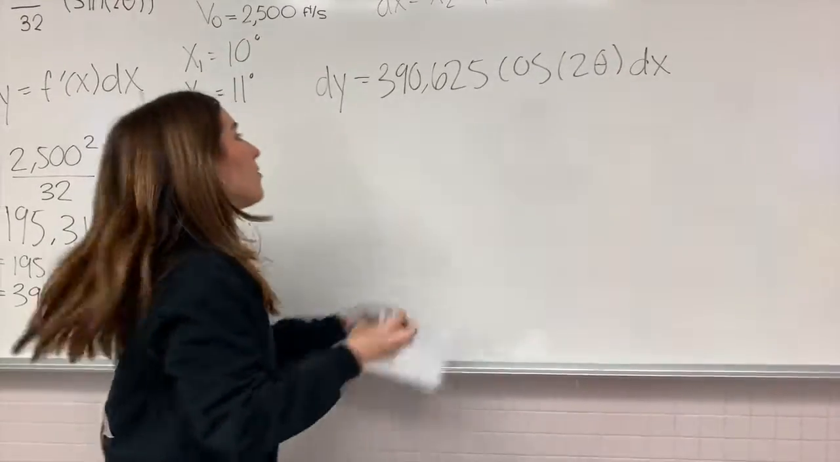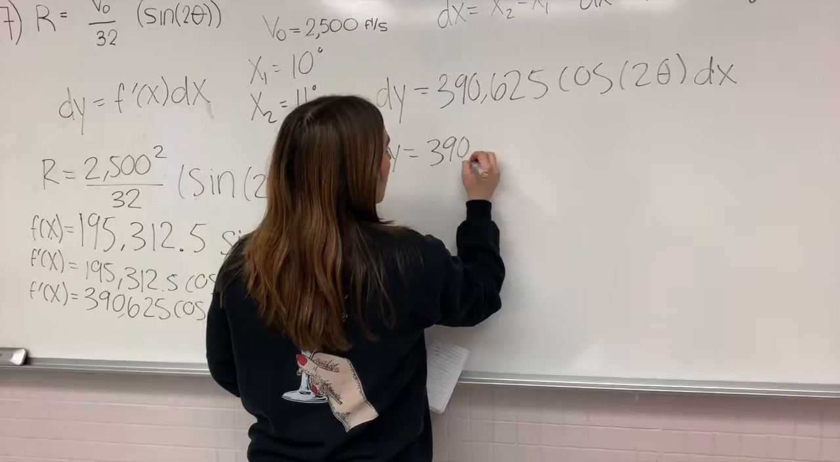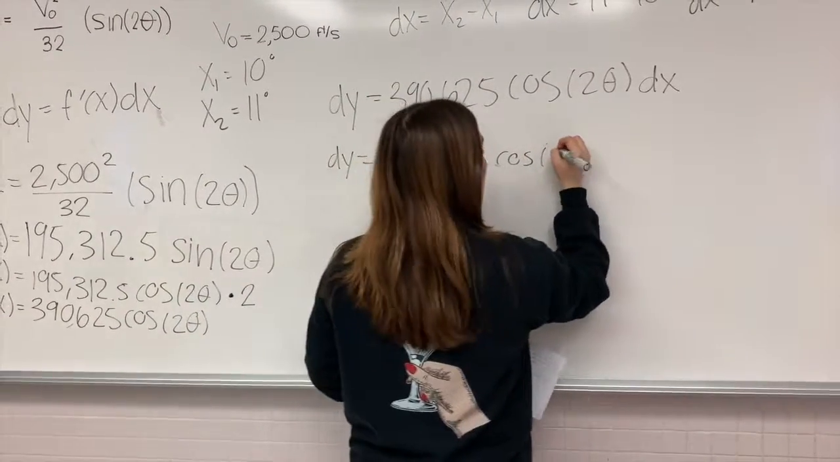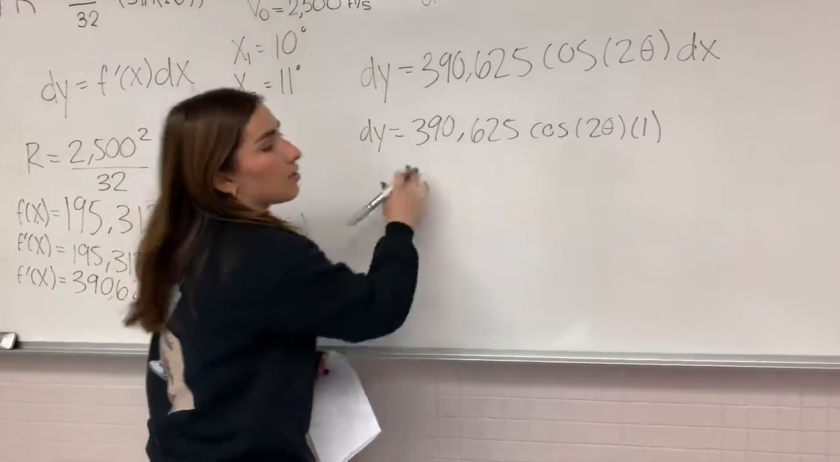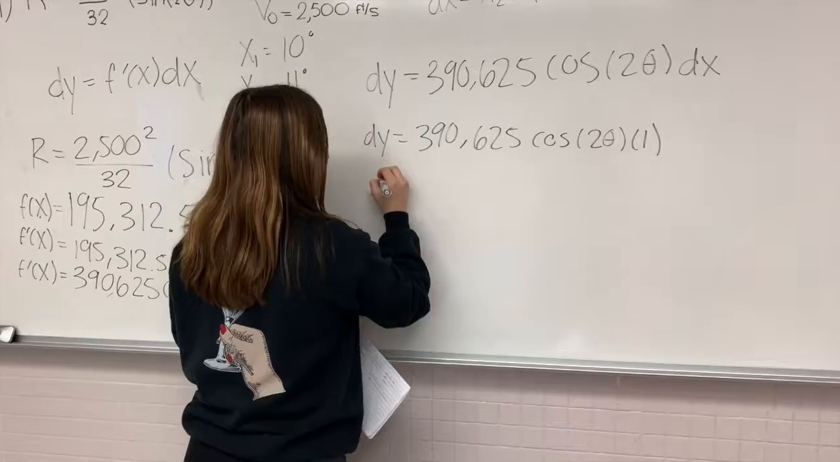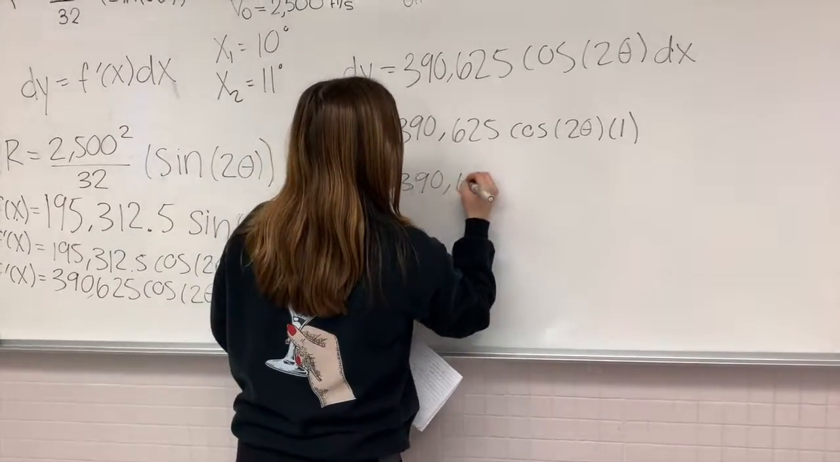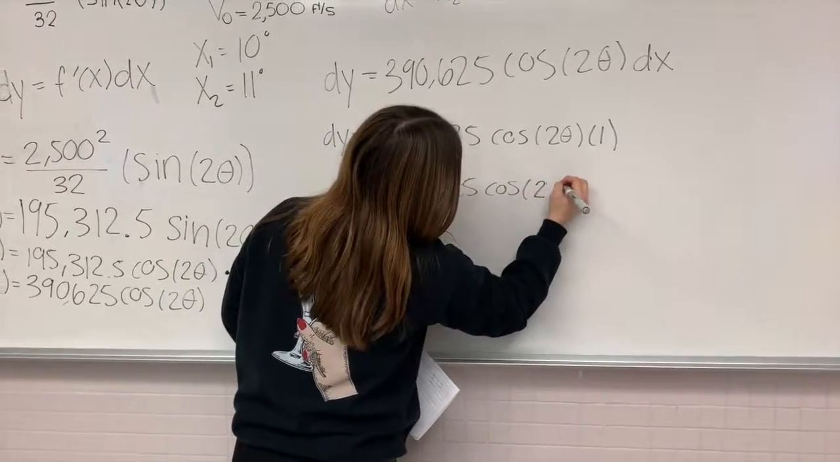So you plug it into your equation. You have dy equals 190,625 cosine of 2 theta times 1, and you'll get the same answer that you had. Doesn't change at all. 25 cosine 2 theta.